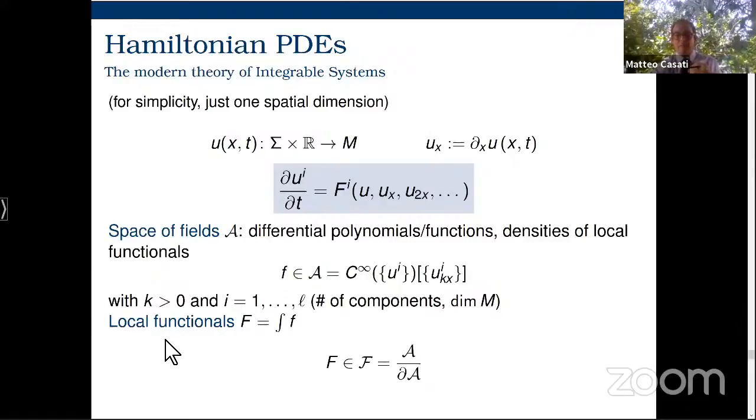If someone has a more analytical background, here they normally start to screech because I'm integrating without giving details about what I mean by integrating. But this is an idea that actually comes back to, I guess, Gelfand and Dickey, for which the formal space of local functionals is a quotient space of the densities of local functionals modulo the images of total derivatives.